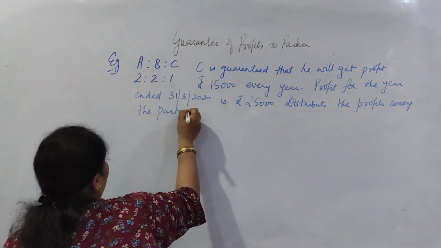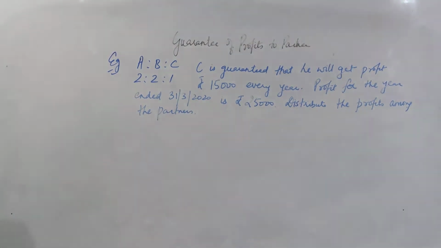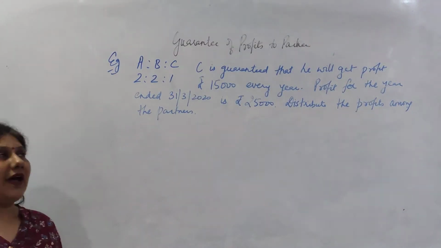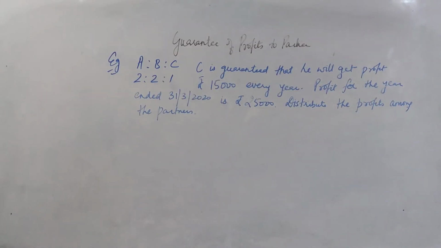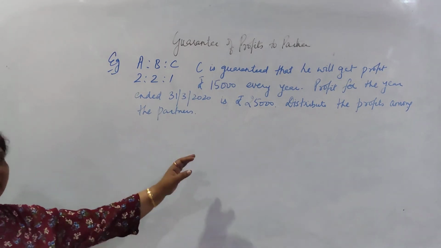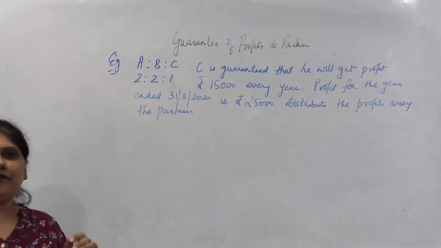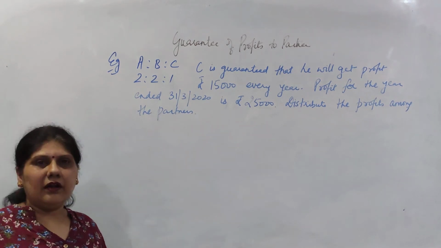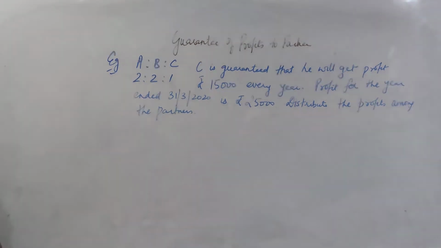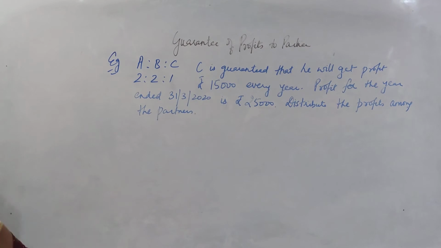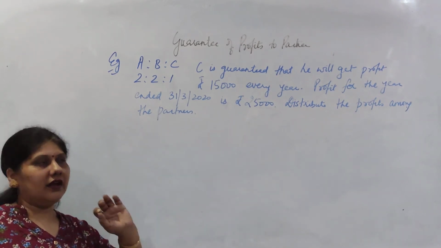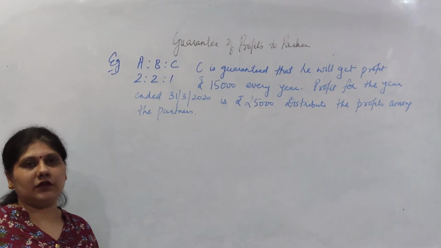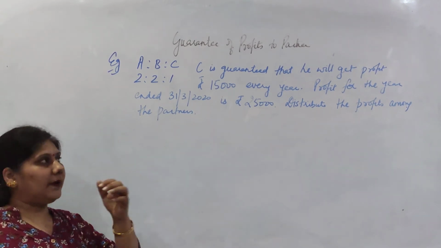We will do this topic with the help of this example. A, B and C are partners in the ratio 2:2:1. C is guaranteed that he will get a profit of rupees 15,000 every year. That means a guarantee is given to C that he will get 15,000 minimum profit. If he earns more than that, then more profit will be given to him; the total profit will be credited. But if his share of profit is less than 15,000, then he will be given a profit of rupees 15,000 because the guarantee is given to this partner.